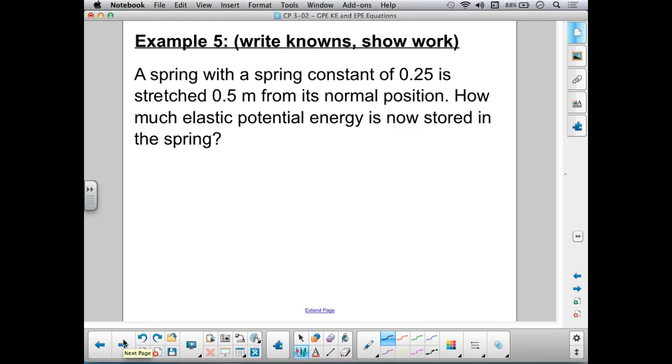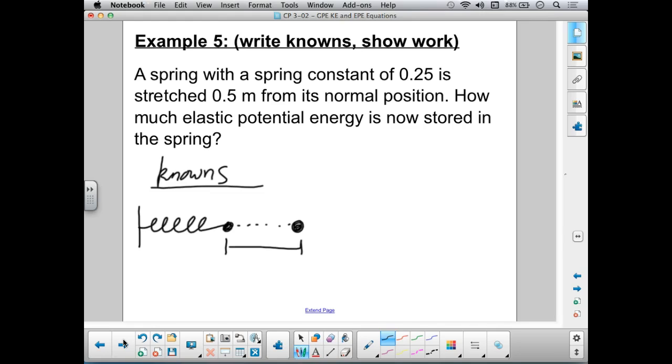Okay, let's see if we can draw this out. Here are my knowns. And the way I want to draw a spring, I can draw kind of a spring like this. And what I'm going to say is that it is stretched out some distance. If I've stretched this spring out, it's storing elastic potential energy in the spring. So I'm going to write my knowns. K, 0.25. That's going to be the elasticity of the spring. How tough is it to pull that spring? And I know that it has been moved half a meter from its normal resting position.